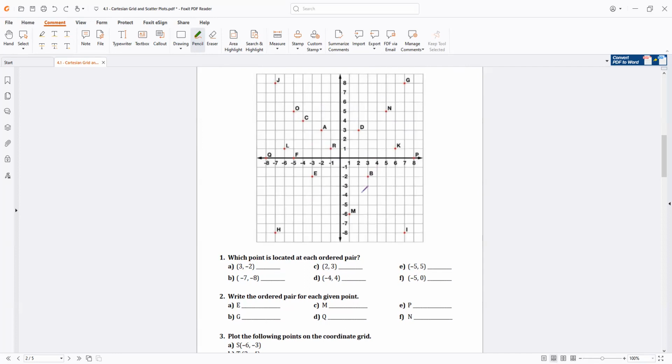It is the letter B. So I write B there. Next one, negative seven, negative eight. Well, negative seven is my x, so I go left. Negative eight is my y, and I go down. The letter in question is H.